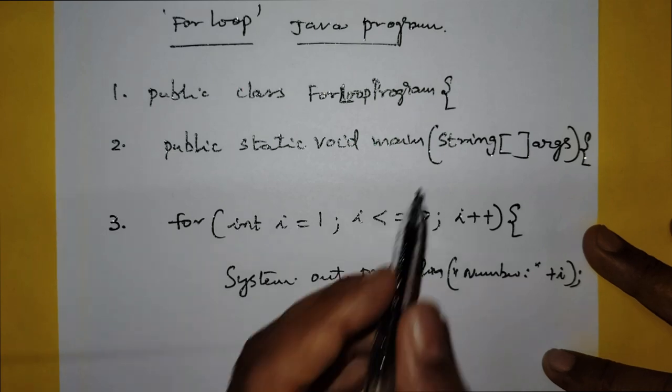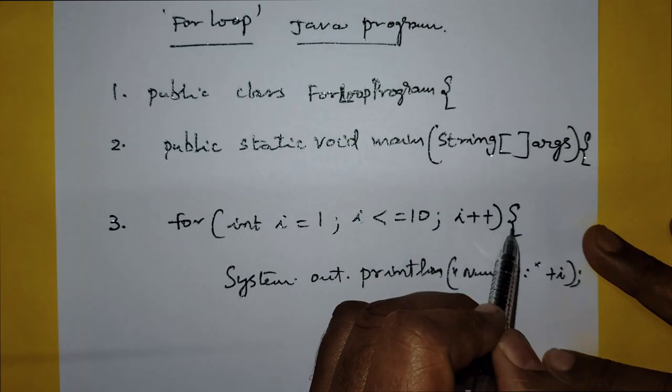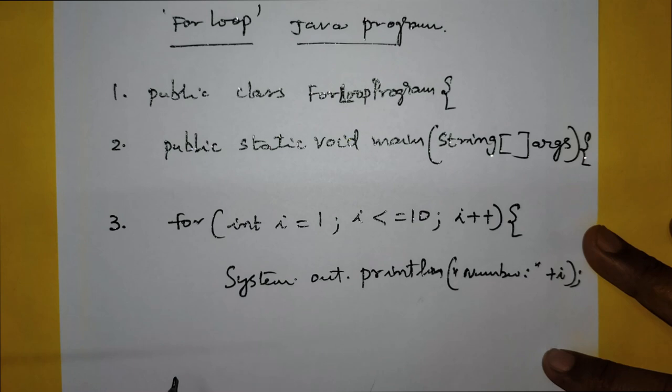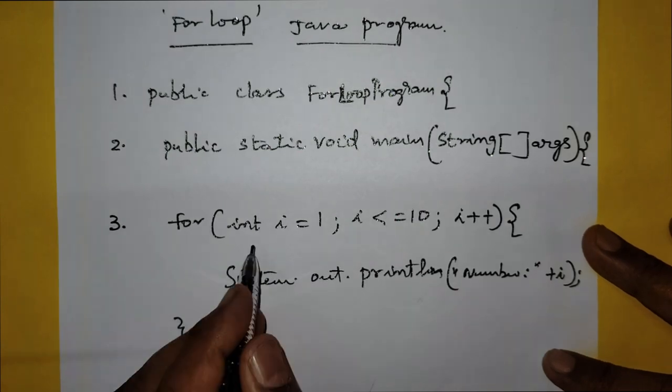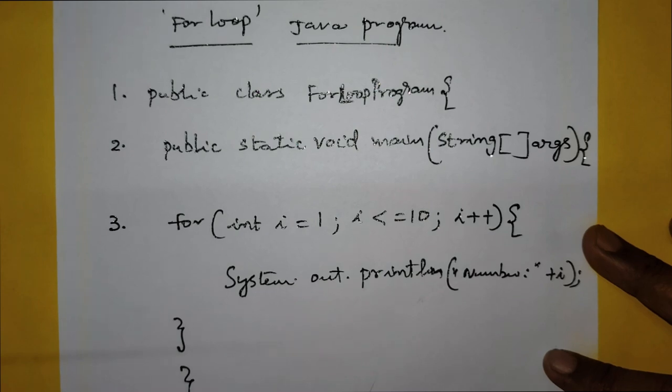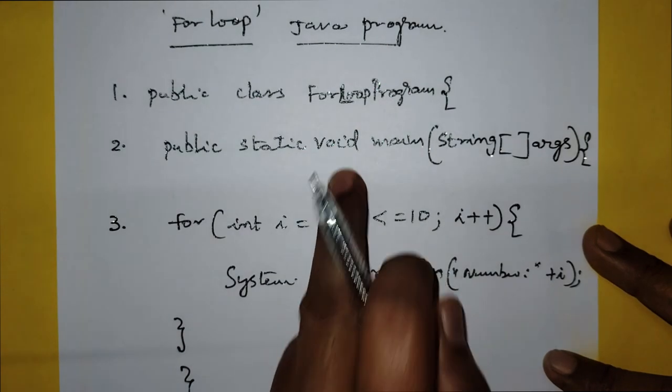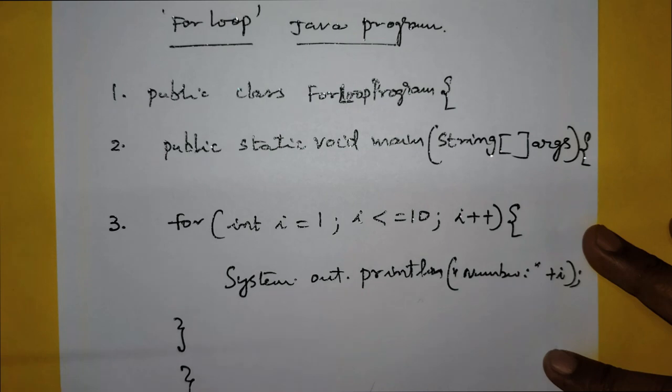Then how many open curly braces are there? That many closed curly braces should be there. This is the curly brace for for loop closing. This is another curly brace for the main method. This is another curly brace for the class.